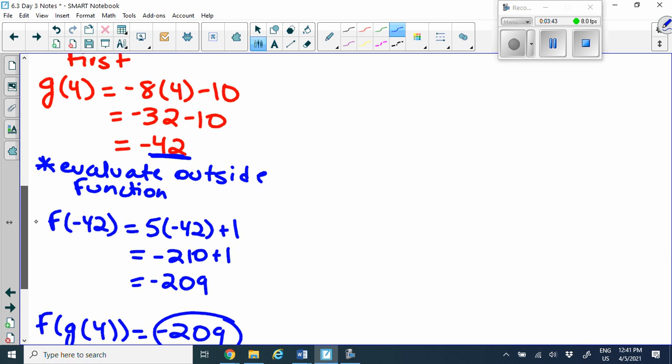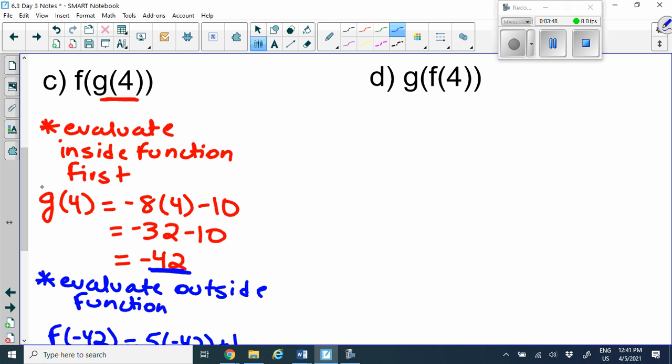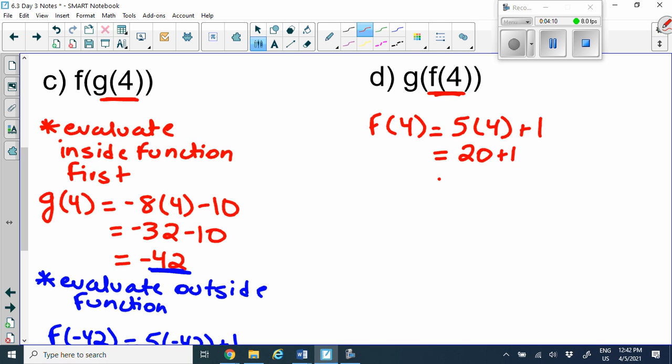Okay, let's go ahead. We're going to do the next one together because we're going to have multiple ones that you'll do on your own. Okay, so we have g of f of 4. So we evaluate the inside function, which that's going to be our f of 4 first. So remember, our function for f of x is the 5x plus 1. So every place I see x, I plug the 4 into there for my f of x function. So I get 20 plus 1, which gives us 21.